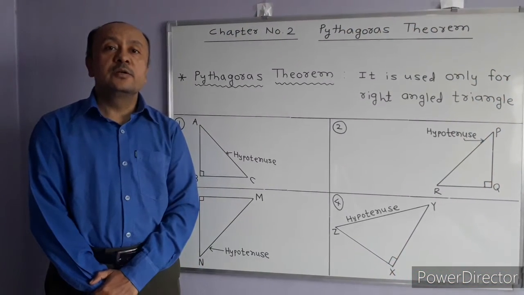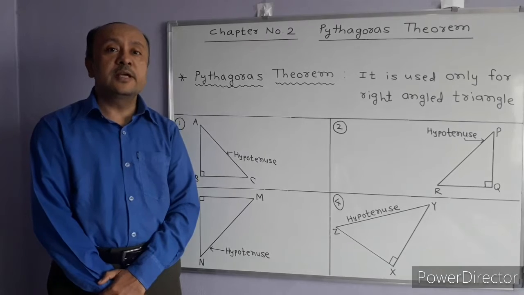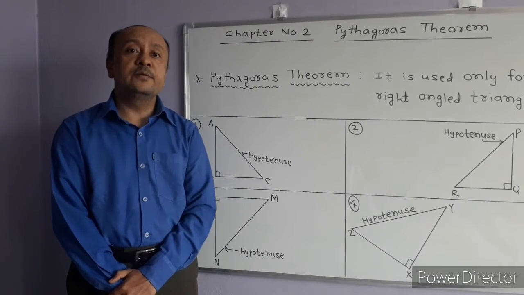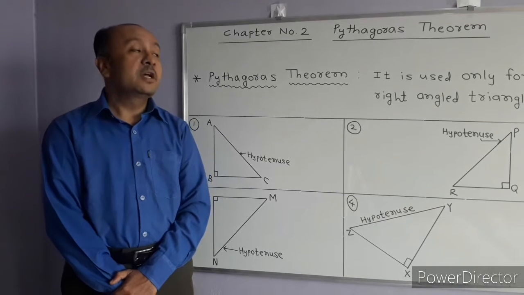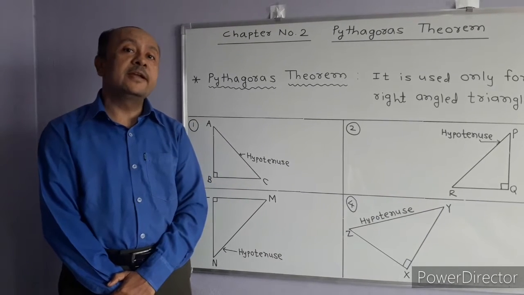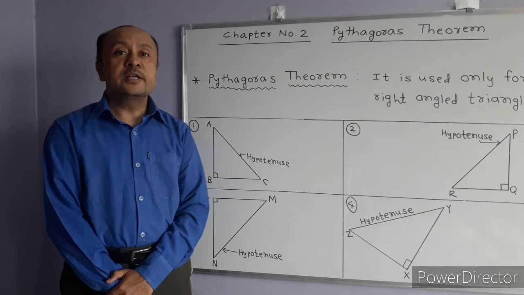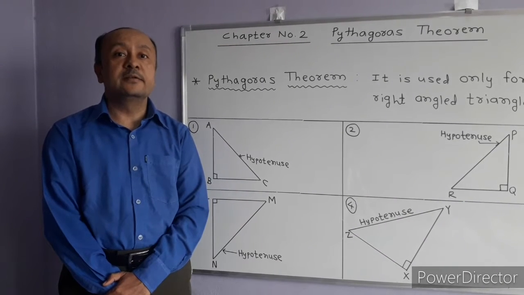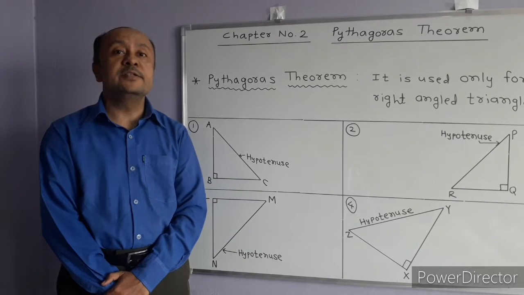Welcome students. Today we are going to learn a well-known theorem, that is Pythagoras theorem. Pythagoras theorem is a great gift to mathematics. It is used only for right angle triangle, when two sides of a right angle triangle are given and we are going to find out one side. So that time Pythagoras theorem is used.